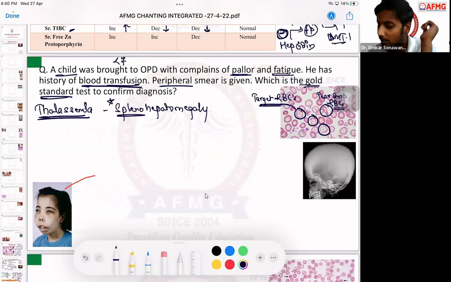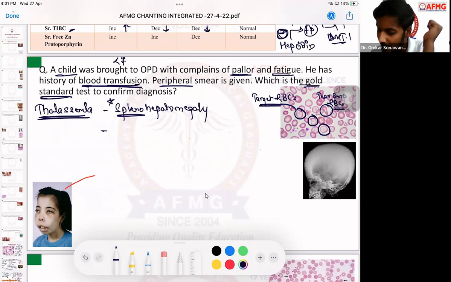Apart from that, this excess compensatory RBC production will also occur in the bone marrow, and therefore there would be a bone marrow expansion. I hope all of you are quite aware that usually RBC production occurs in the skull bones, in the sternum, in the clavicle, and after 18 years of age, it is predominantly taken over by the flat bones. But before that, it usually occurs in the skull bone, the sternum, the clavicle.